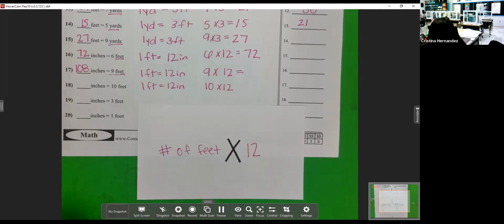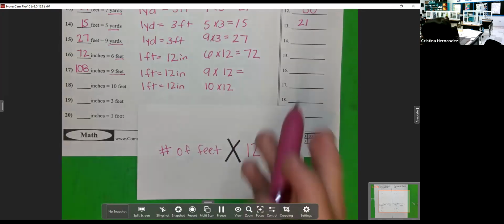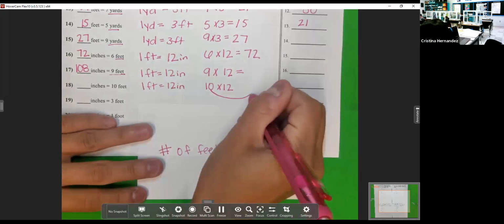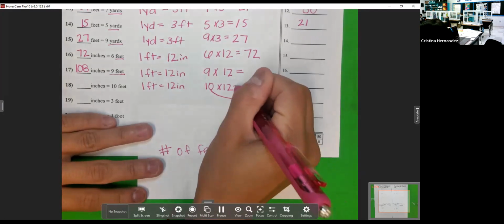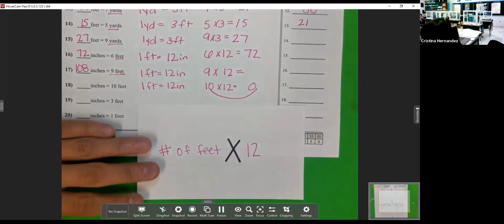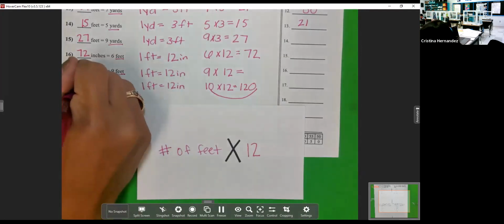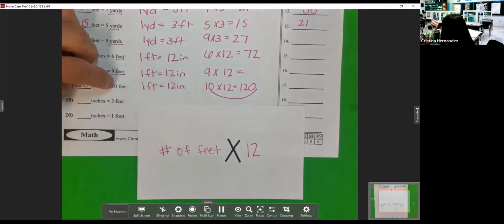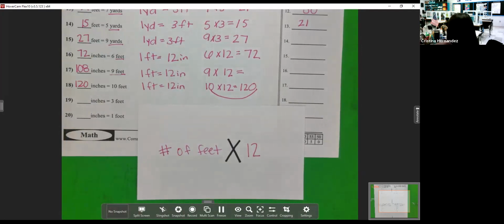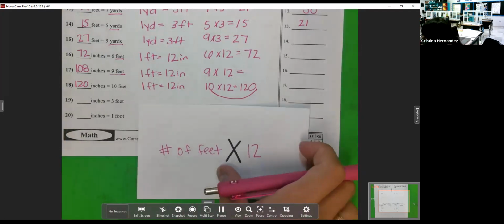10 times 12 is 130. Nope. No, 112. Okay. 120. Trailing zeros. 0 goes over here, and then you're left multiplying 12 times 1, and what do you get? 120. So 120 inches is in 10 feet. I was off by 10. Yeah, and if that would have been on your test, you'd have been wrong.